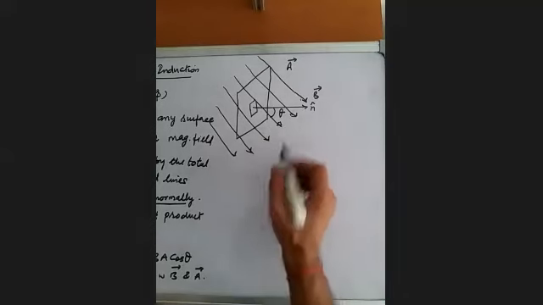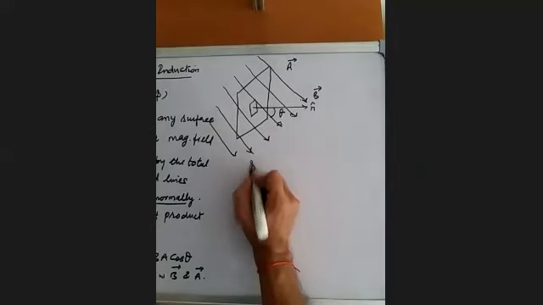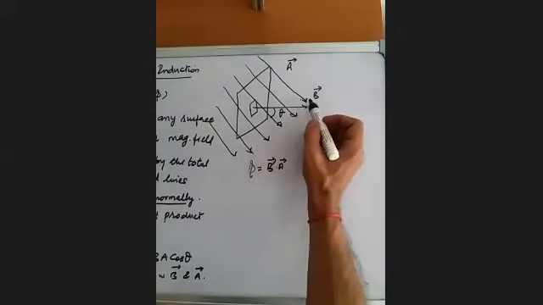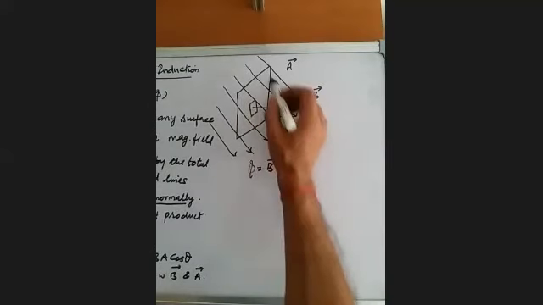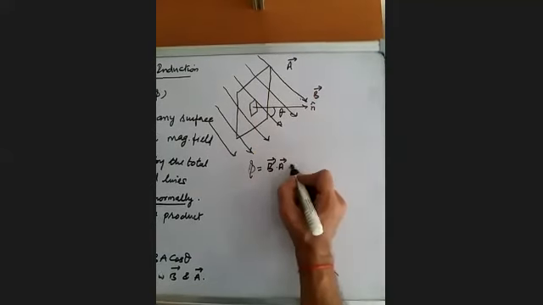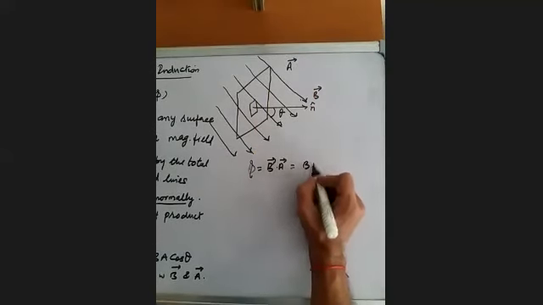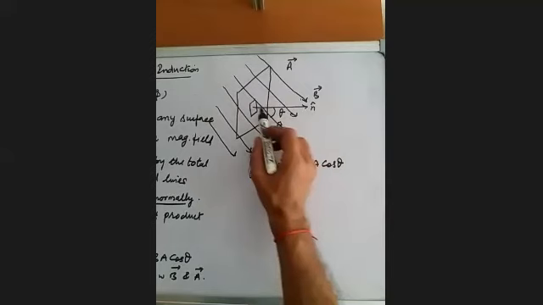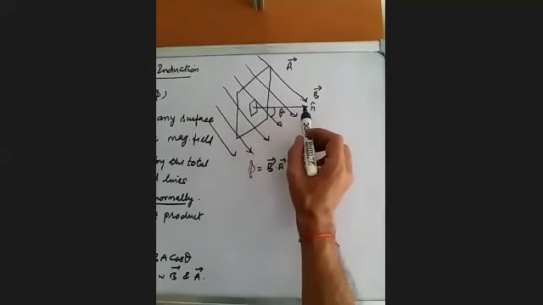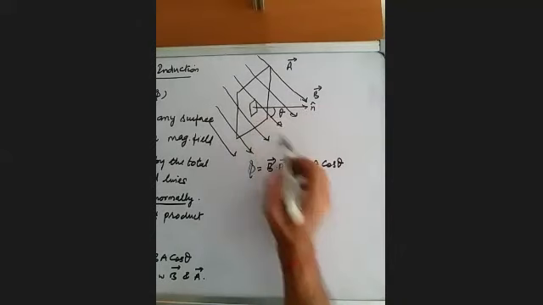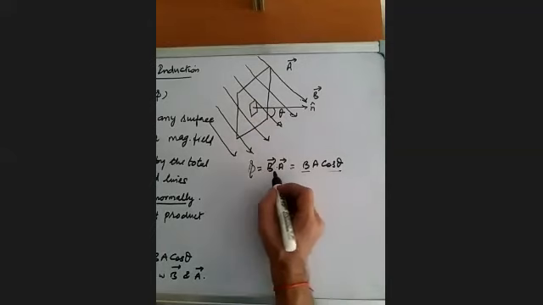So we can write phi as given by the dot product: phi is equal to B dot A, because we need the component of B which is normal to this plane. Since this angle is theta, the component of B normal to the plane will be B cos theta. So we can write BA cos theta. If the magnetic field B makes some angle theta with the normal to this plane, then the component of B normal to this plane will be B cos theta.